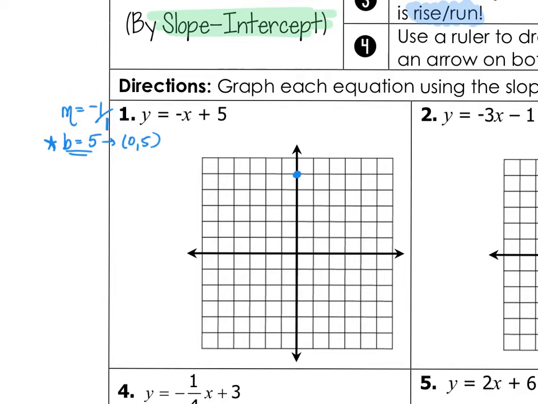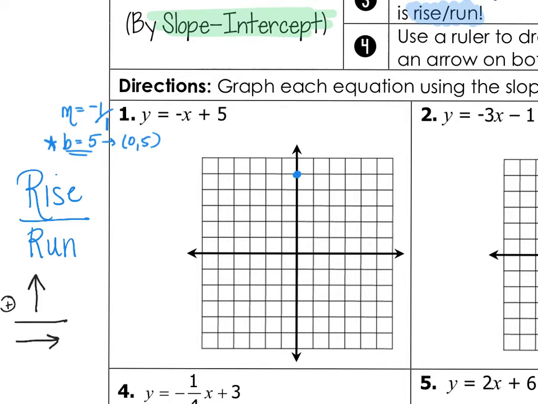One thing I want you to keep in mind: slope is rise over run. If your slope is positive, it's going to be a positive rise over run. If your slope is negative, it's going to be a negative rise over run, because it's going to be a drop instead of an up. Notice that the run always goes in the same direction. If the rise is positive, you go up. If it's negative, you go down.